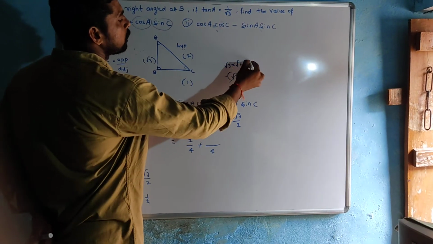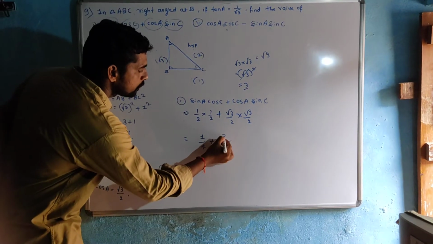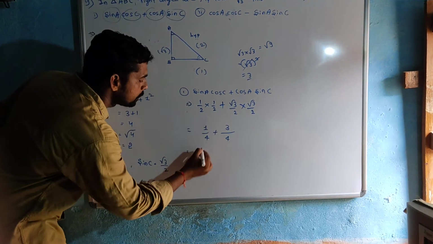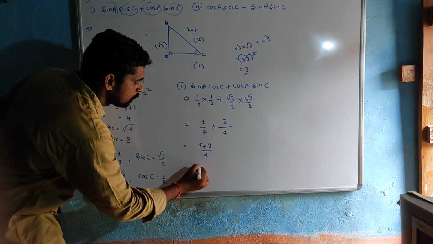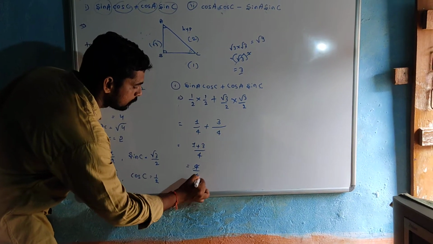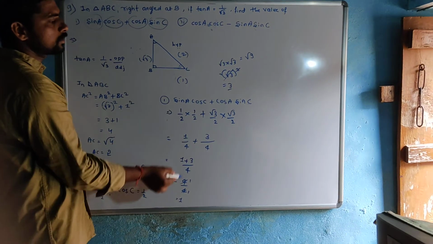Or root 3 into root 3 is root 9, square root of 9 is a 3. Therefore this is a 3 by 4. LCM is a 4, therefore 3 plus 1, 4 by 4. 4 4 get cancelled, remains only 1. This is the answer, it is 1.